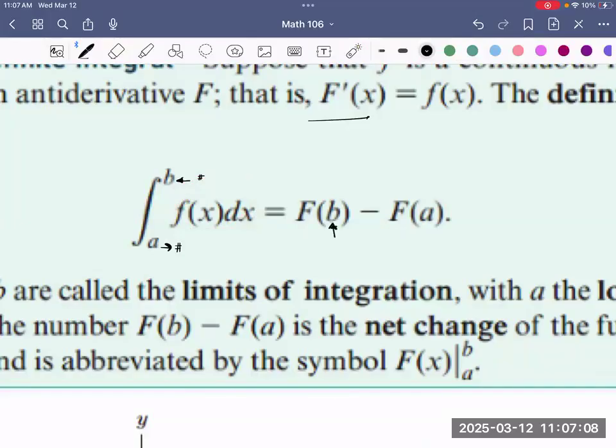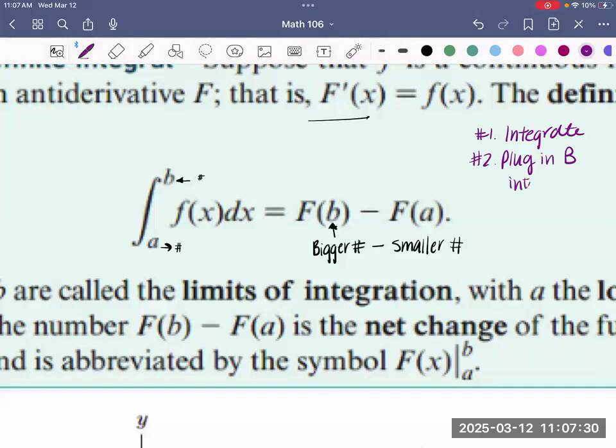Now, b typically is your larger number. Think bigger number minus smaller number. So step one, we have to integrate. Step two, we plug in b into the integration. And step three, we plug in a into the integration and then subtract. And that is all it is.